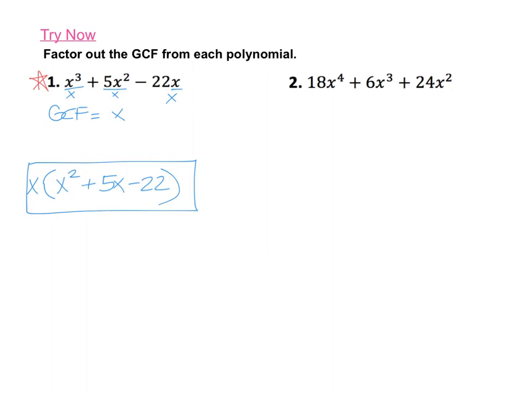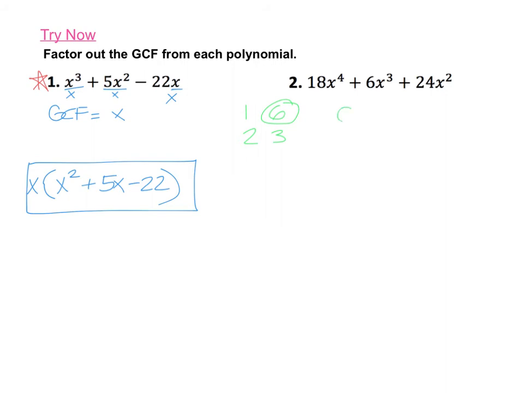Let's start with the numbers. I'm going to list out my factor pairs of 6. 1 times 6 or 2 times 3. Now let's find the biggest number there that's also a factor of 18 and 24. I'm going to start with 6. Well, 6 goes into 18 3 times. 18 divided by 6 is 3. 24 divided by 6 is 4. So the greatest common factor of the numbers is 6.